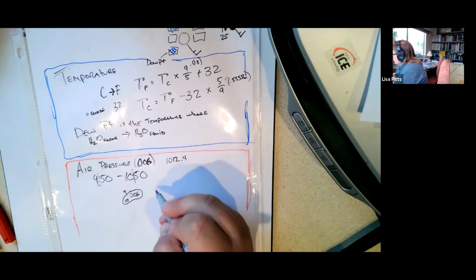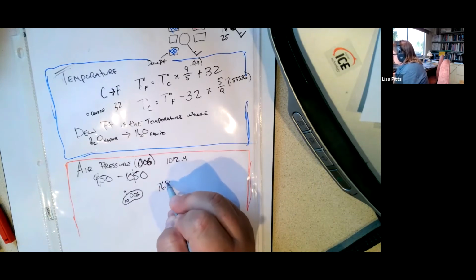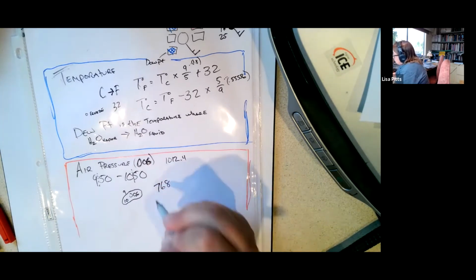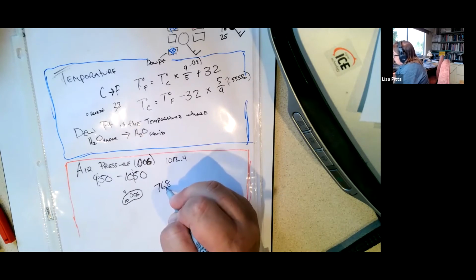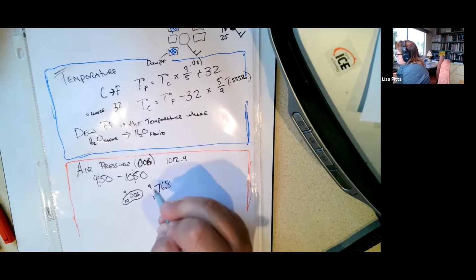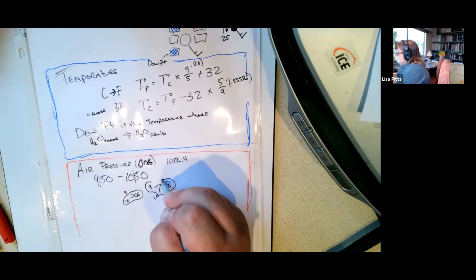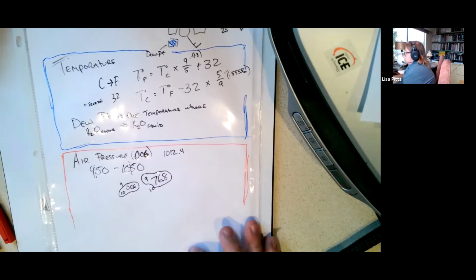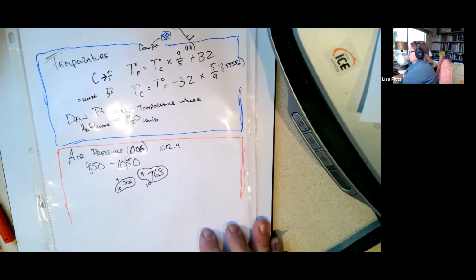So let's do another one. Let's say it was 768. Okay, start by putting in the decimal. Then either a 9 or a 10 in front of it. And that's how I still do it to this day.